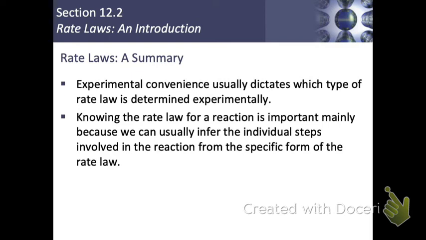And knowing the rate law for a reaction is important, mainly because we usually infer the individual steps involved in the reaction from the specific form of the rate law. So if we look at how concentrations affect the rate of a reaction, we're able to look at individual steps a little bit closer and find out how the reaction actually takes place. Is there a lot of involvement with these two species first, and then a third one comes in, or whatever it might be?